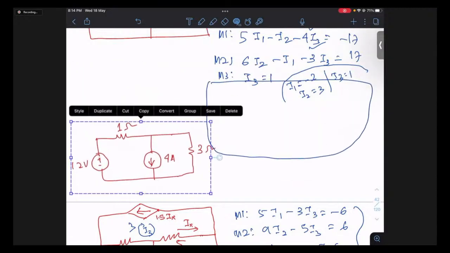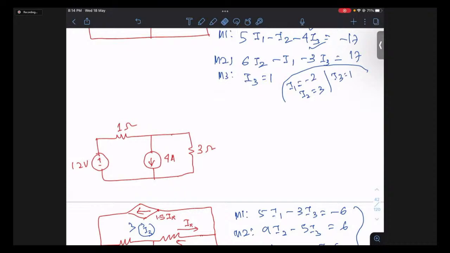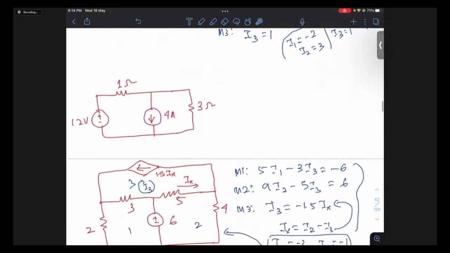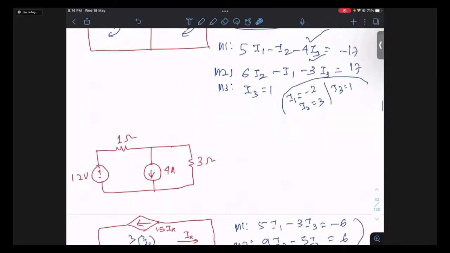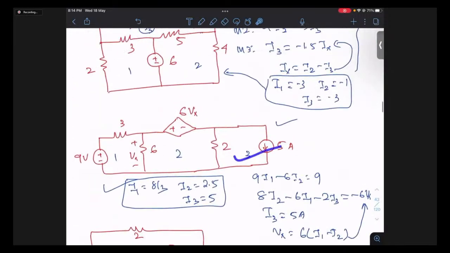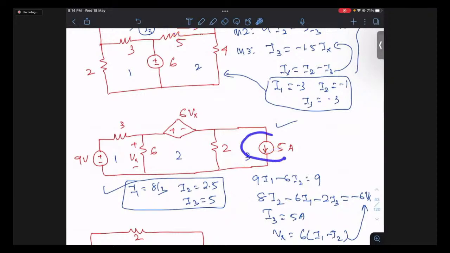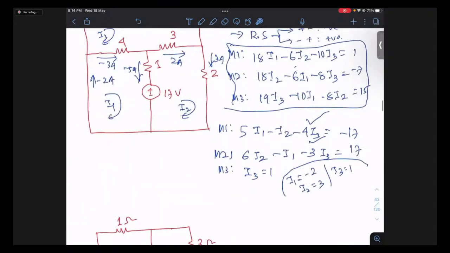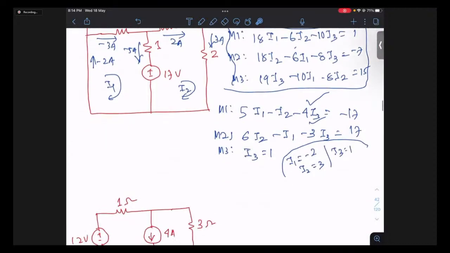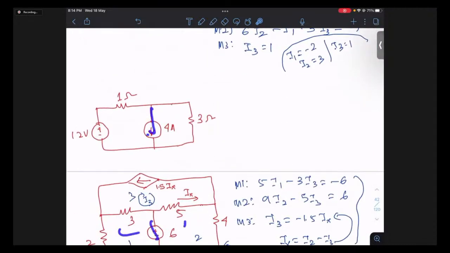Let's see how you handle this special case. Now students, if you compare this problem and this problem, we had the current source on the outer boundary. In other words, the current source is not shared by multiple meshes. In this case also, the current source is on the outer boundary. But here you see the current source is between two meshes.